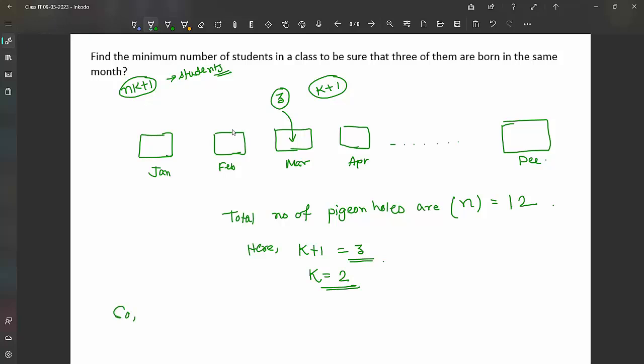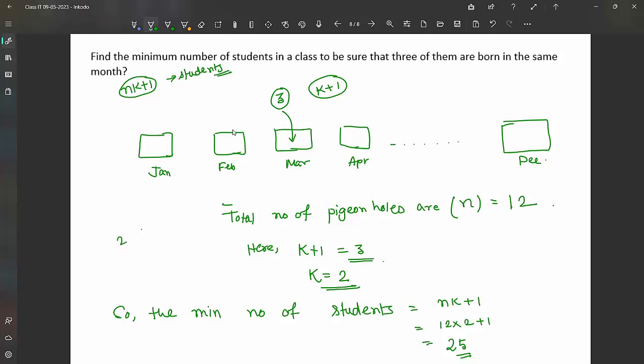So the minimum number of students, just the back calculation of that, is equal to nk plus 1. That means it is 12 into 2 plus 1, यानी कि 25. देखो अब देखो, so if 25 students are there in your classroom, तो मिनिमम केस में तुम 2 करके हर एक मंथ में डिवाइड कर सकते हो, उसके बाद भी एक स्टूडेंट लेफ्ट हो जाएगा और जिसको कोई भी एक मंथ में देना होगा. दैट मीन्स एटलीस्ट 3 of them will be born in the same month actually. So 25 is the minimum number of students.